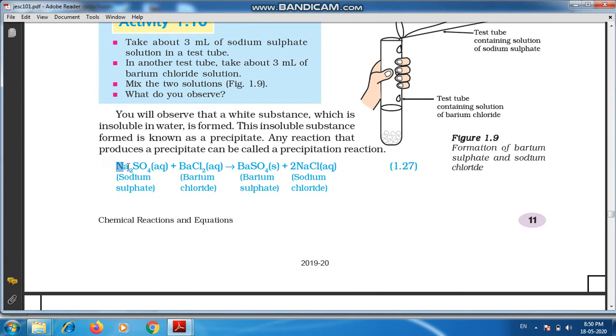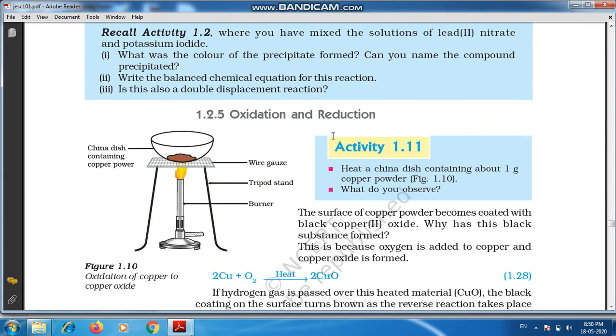Just have a look at the reaction. Na2SO4 was there and barium chloride was there. Now SO4 is replaced by chlorine and chlorine is replaced by SO4. Now see, in place of SO4 you will find NaCl, and in place of Cl you will find SO4. So it is called double displacement.